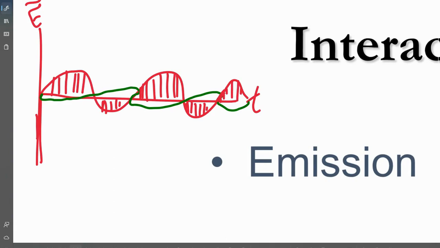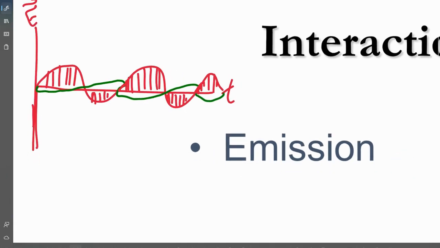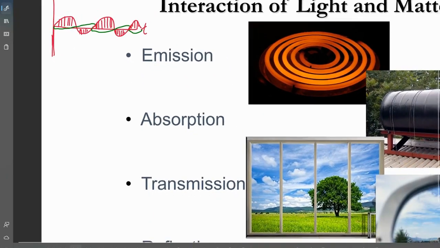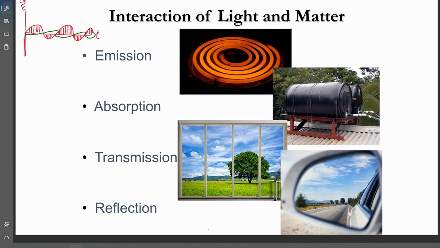Okay, but electric field, right? Electric fields interact with charges. So matter is made up of charges. That means things will interact with electromagnetic waves. So you've got a few things that can happen when an electromagnetic wave hits matter.